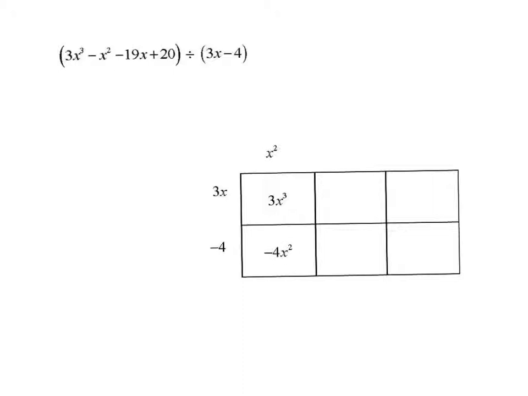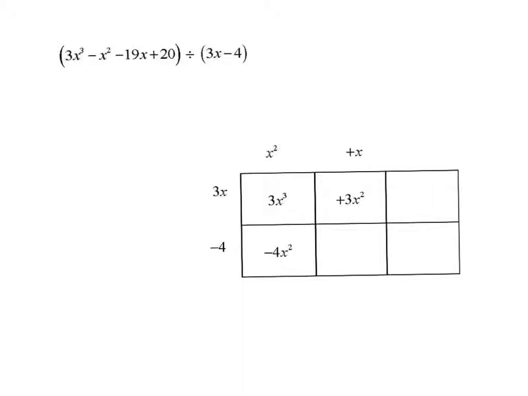Now comes the interesting part. This minus 4x squared, combined with whatever's in this box, is making this minus x squared here. So that means that the contents of this box have to be positive 3x squared. Let's put that in. That tells us that up above that box goes positive x.